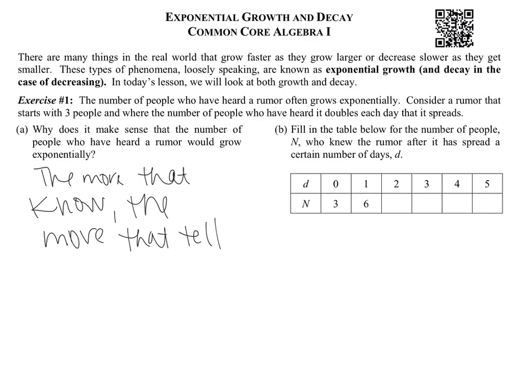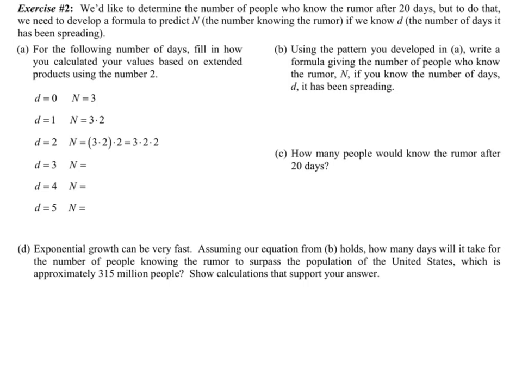So we're going to fill in the table below for the number of people, N, who knew the rumor after it has spread a certain number of days. So we know that it's doubled each time. So from 3 to 6, so 3 times 2 equals 6. 6 times 2 is 12. 12 times 2 is 24. 24 times 2 is 48. 48 times 2 is 96.